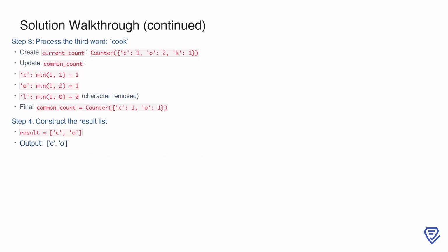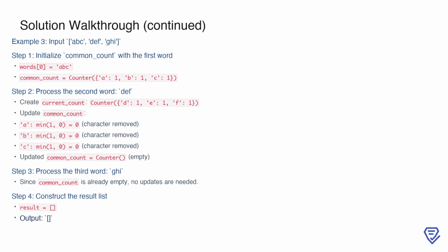Next, we process the third word, cook. The current_count dictionary for this word is created, showing 1 C, 2 Os, and 1 K. We update common_count by taking the minimum frequency of each character. For C and O, their counts remain at 1, but L drops to 0 since it does not appear in cook, so it is removed. The updated common_count becomes C: 1, O: 1. Finally, we construct the result list by expanding the characters in common_count based on their frequencies. This results in C, O as the output for this example.